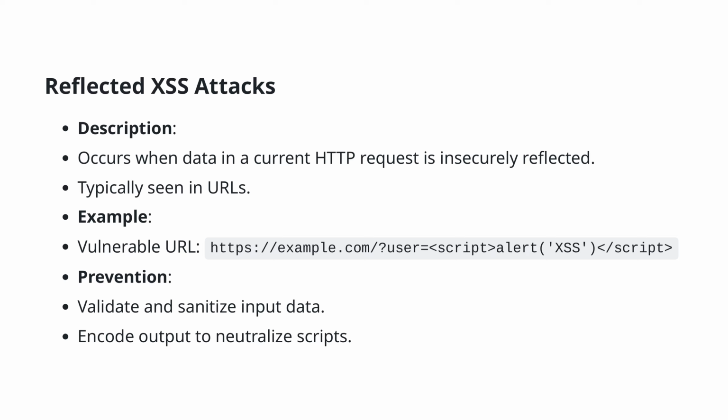Reflective XSS attacks occur when data from a current HTTP request is insecurely mirrored and vulnerable to script injection. This vulnerability is commonly found in URLs, posing a risk each time a user accesses a specially crafted link. For instance, a URL such as https://example.com with a user script alert demonstrates how an attacker might insert a script directly into the URL.